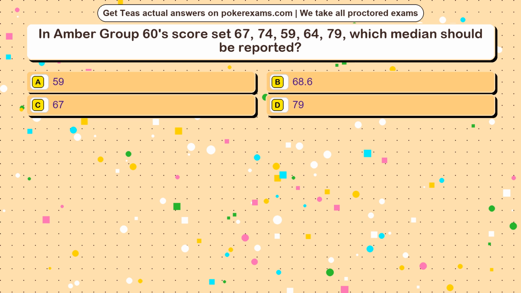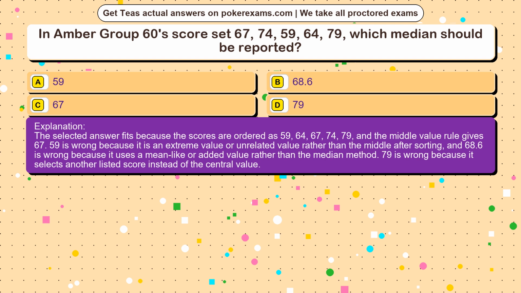The correct answer is option. The selected answer fits because the scores are ordered as 59, 64, 67, 74, 79, and the middle value rule gives 67. 59 is wrong because it is an extreme value or unrelated value rather than the middle after sorting, and 68.6 is wrong because it uses a mean-like or added value rather than the median method. 79 is wrong because it selects another listed score instead of the central value.